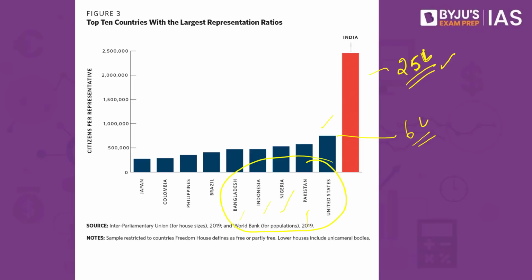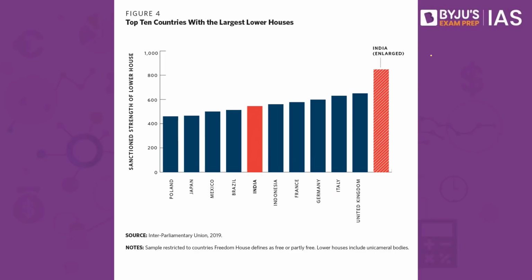And it is not even that India has the largest lower house in the world. Let's look at this data. Countries such as Indonesia, France, Germany, Italy, and even UK, which have a fraction of India's population, have more members in their lower house as compared to India. That is why there is a lot of scope of India increasing the number of members in its lower house.